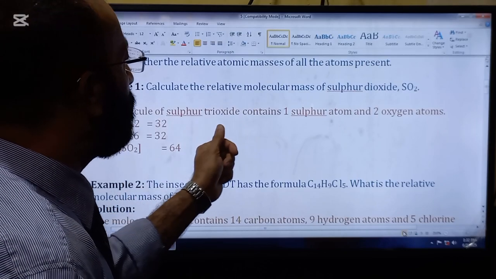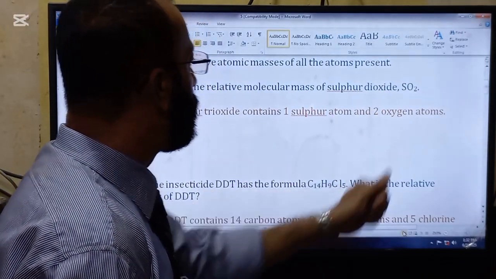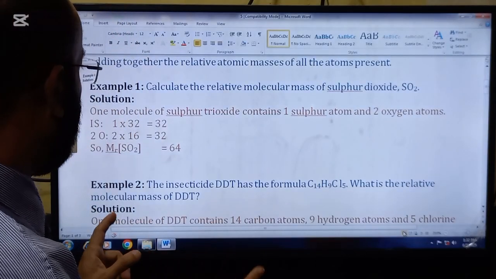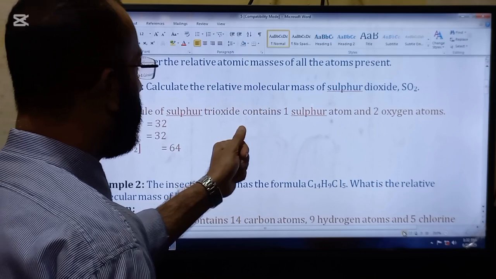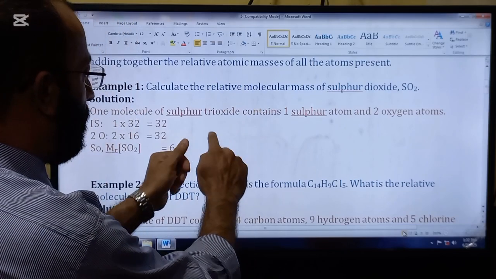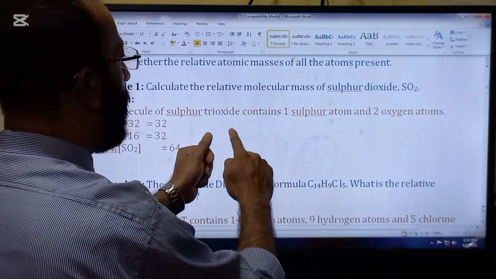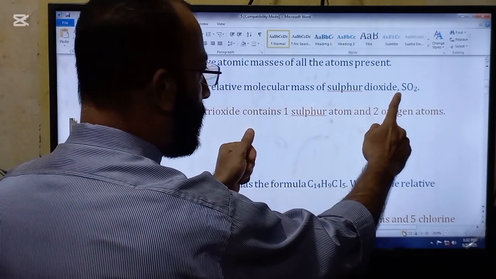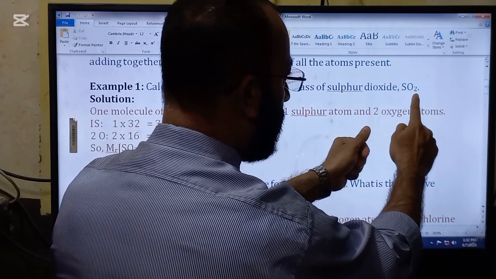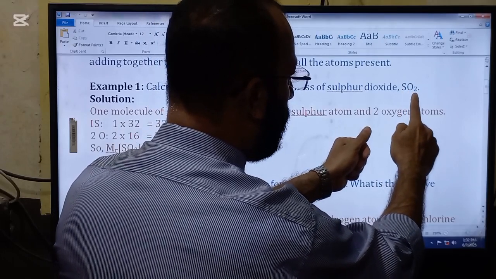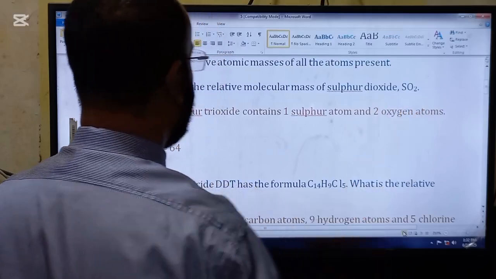So look now. Calculate the relative molecular mass of sulfur dioxide, SO2. One molecule of sulfur dioxide, this is a typing mistake, this is not sulfur trioxide, this is sulfur dioxide, contains one sulfur atom and two oxygen atoms, because 2 is with O. So one sulfur and two oxygen atoms are there in SO2.